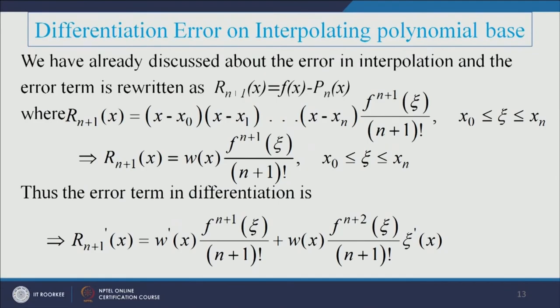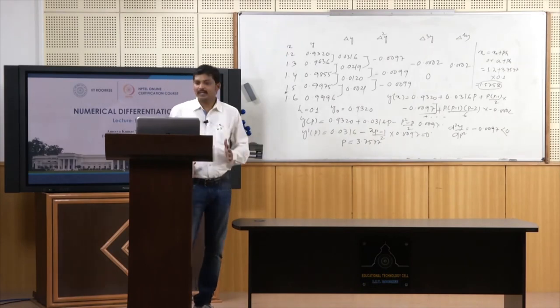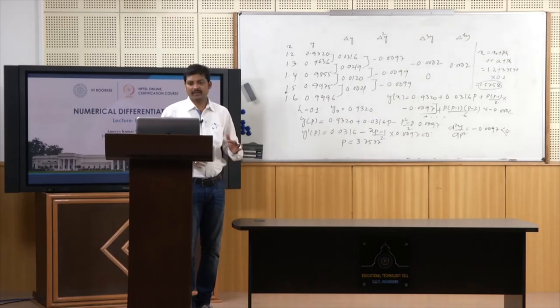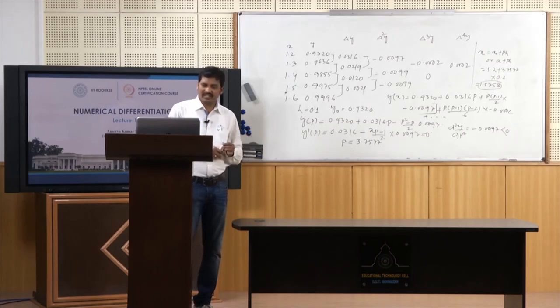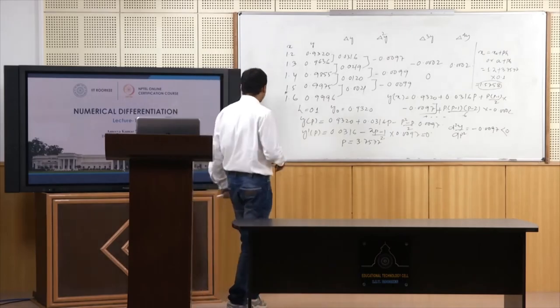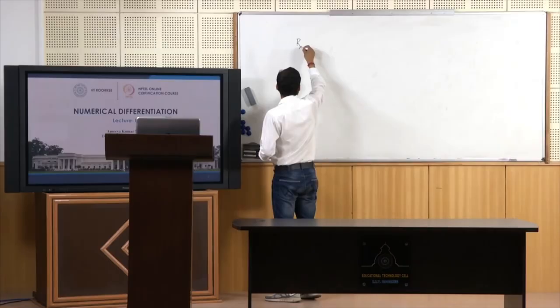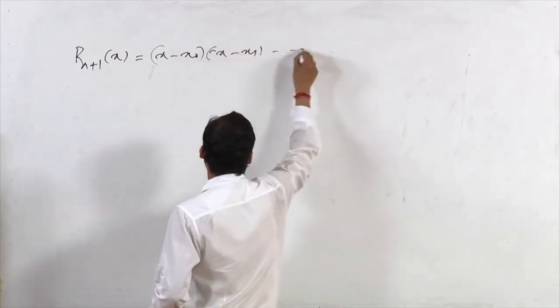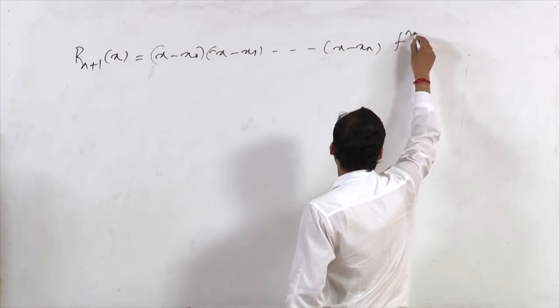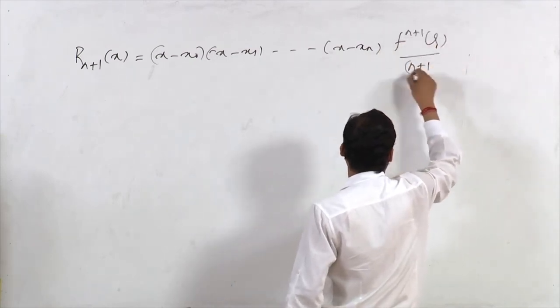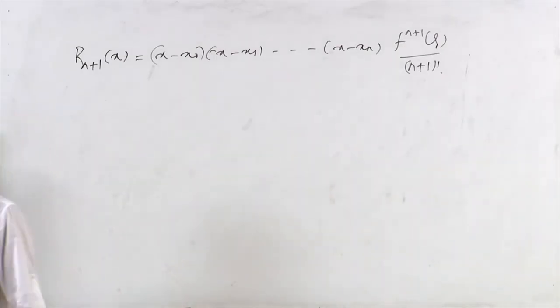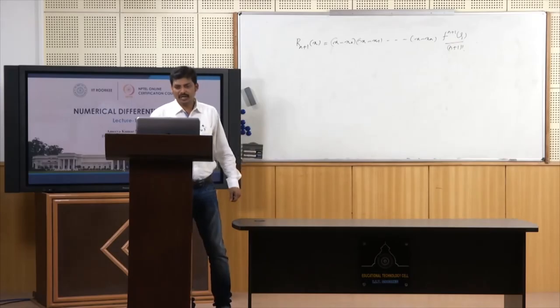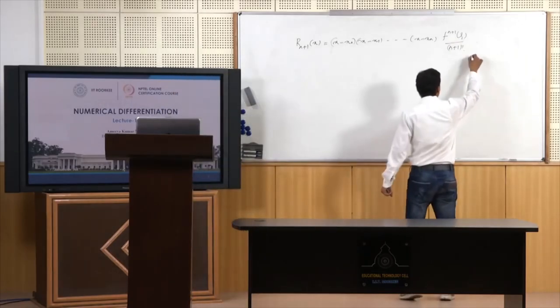So, then we will go for the error approximation in the interpolating polynomial case. For that we have to consider Newton's forward difference formula, backward difference formula, or the divided difference formula to evaluate this error at different points. Already we have discussed that this error is written in the form of Rn plus 1 of x, where the error term is defined as (x minus x0)(x minus x1) up to (x minus xn) times f to the power n plus 1 of zeta by (n plus 1) factorial. Usually this is the error term for the general approximation of the interpolating polynomials we have defined, where this zeta value should lie between x0 and xn here.